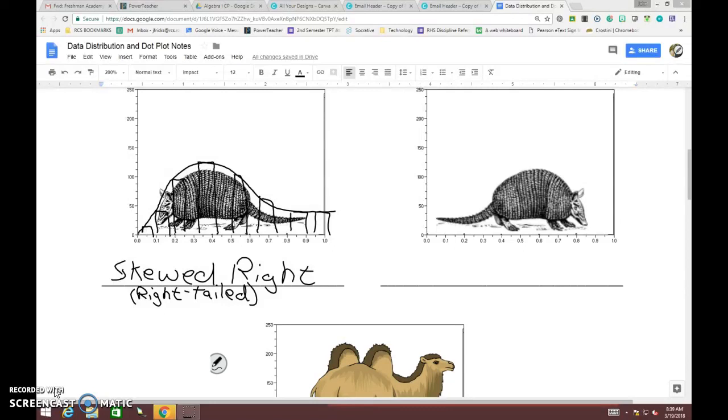Now, just opposite of that would be our second graph over here. And this one, you notice that it's going to be tailed over here, and it's going to come up, and then it's going to flow down. That's going to be what we call left-tailed, or skewed left. And like I said, you can write left-tailed underneath it too.